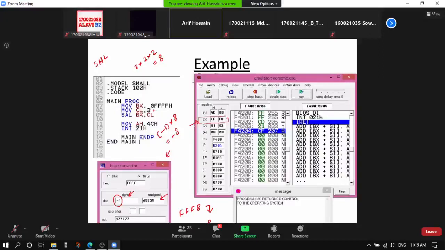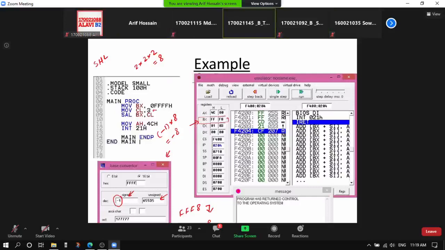So this is all about your multiplication. By shifting, you are multiplying. That's it. Is it understood now, up to this? Yes, sir. Is there anything complicated up to this? No, sir. Okay, alhamdulillah. So let's move on.